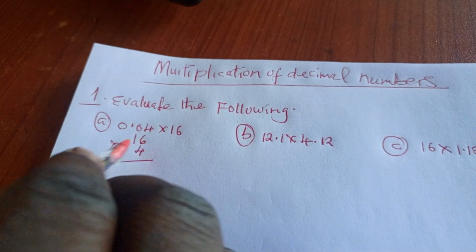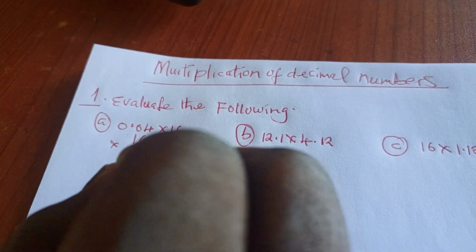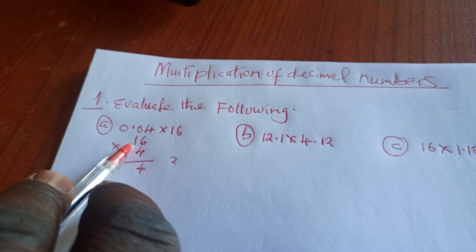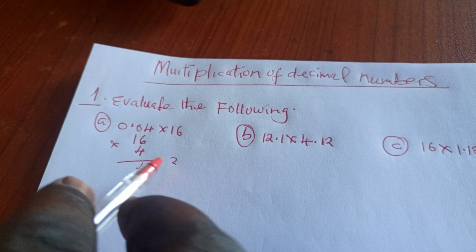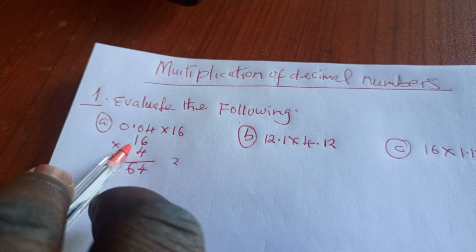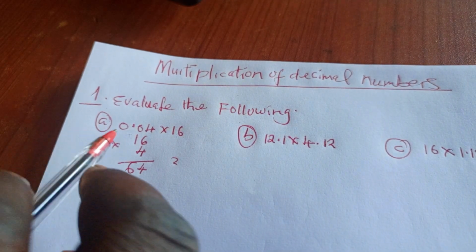So 4 times 6, which is 24. So 4, remainder 2. Then 4 times 1, which is 4, then plus 2, which is 6. So the answer is 64 for 16 times 4. Now I need to count the decimal places.